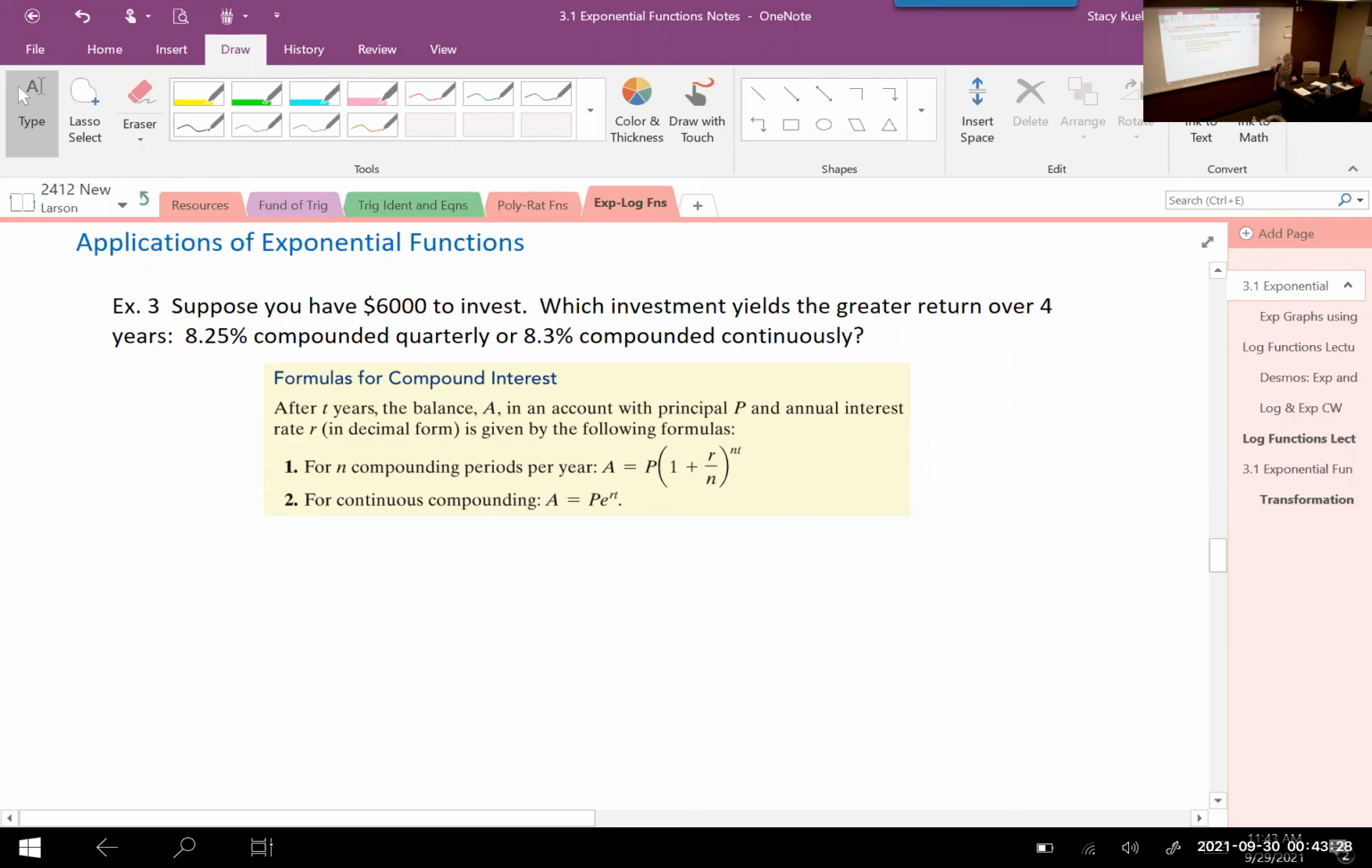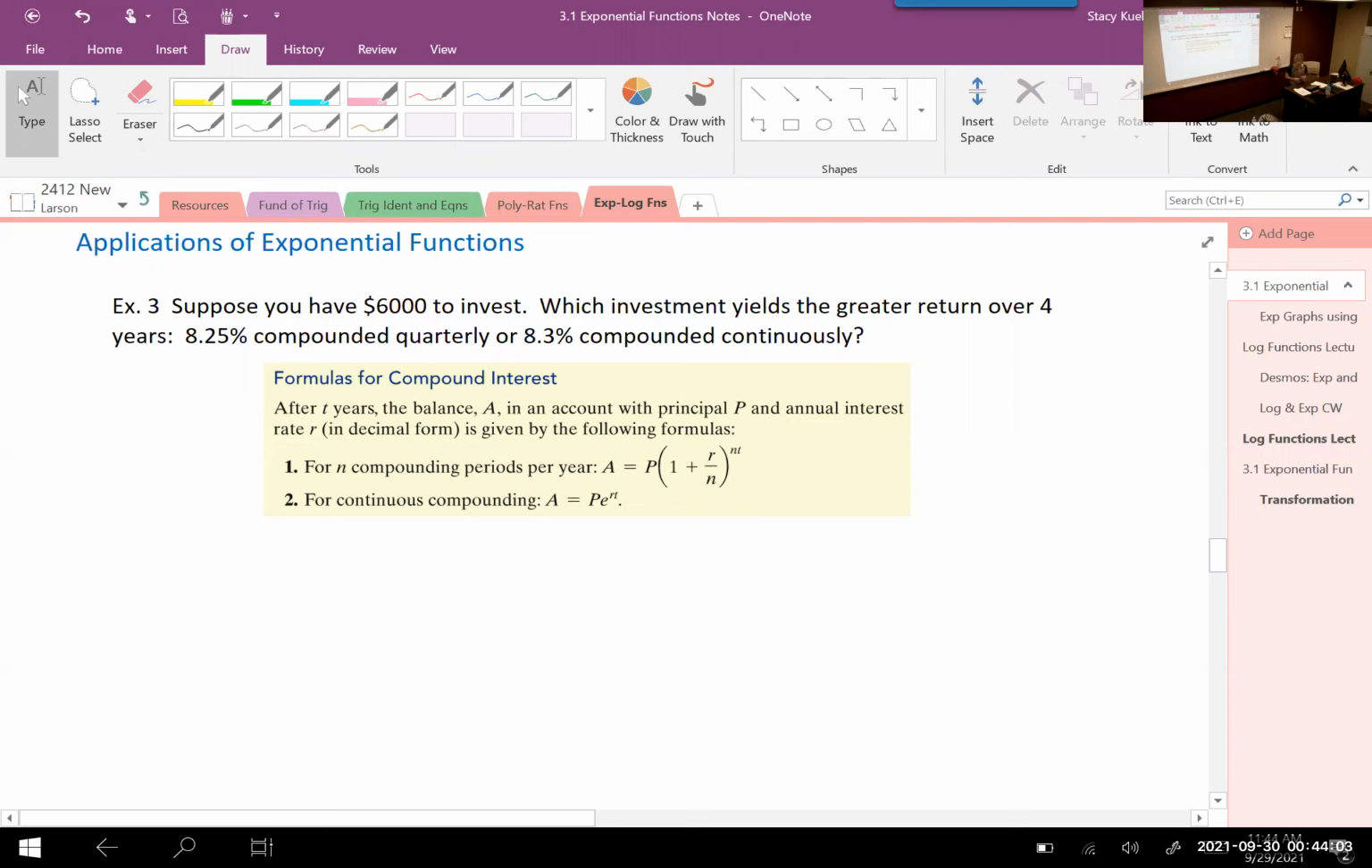Now, the other formula you need to understand is compounding continuously, okay? We call this Pert, because it looks like the word Pert. It's easy to remember. This is basically saying that the base we're going to use is base e. So the principal times base e raised to the rt, the interest rate times time. It's a different type of compounding.